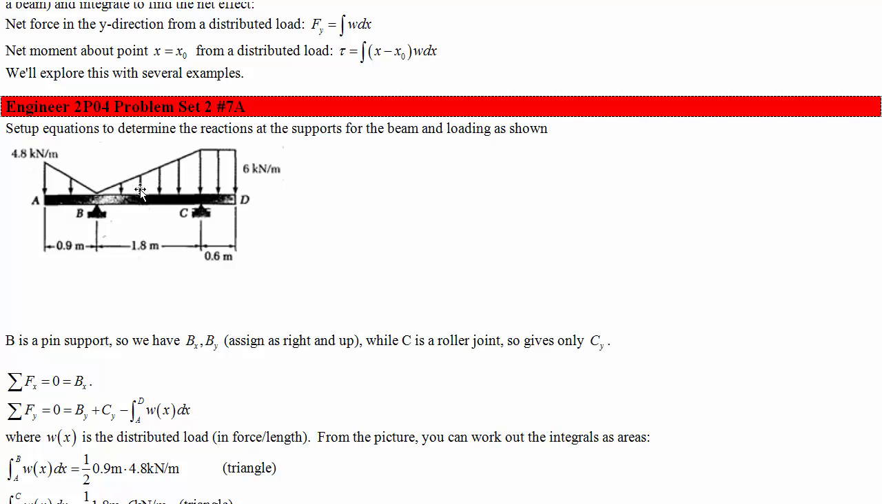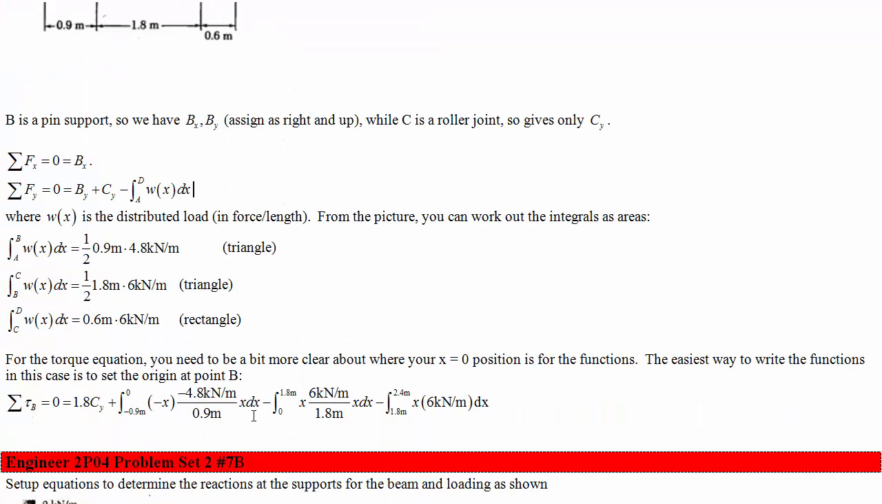This is a bit easier. The slope is 6 divided by the distance, so rise over run, so 6 kilonewton per meter divided by 1.8. Okay, so that's this right there. Rise over run, and then multiply that by x, and there's our w. So this part on the right here is w, but we've got another x because we're finding the torque produced by that w.